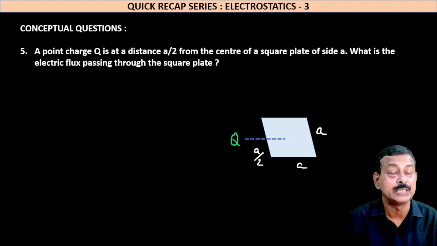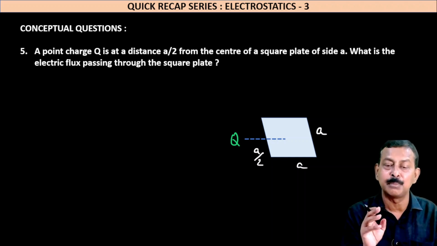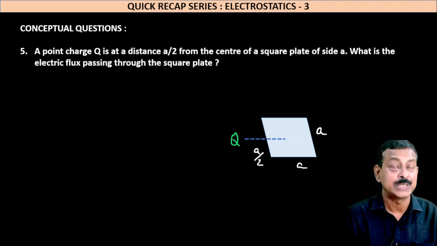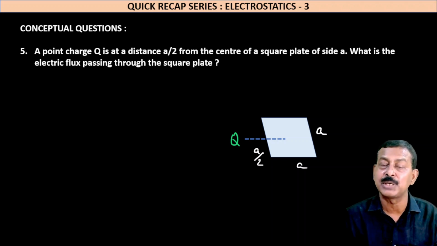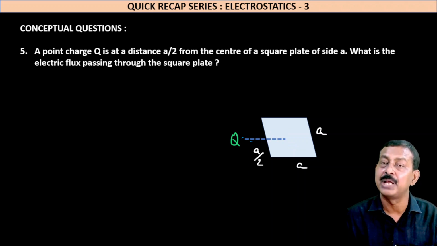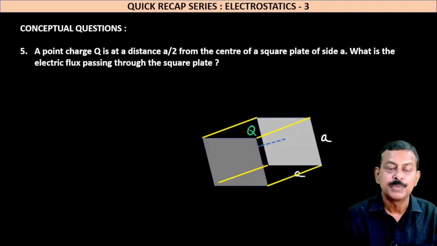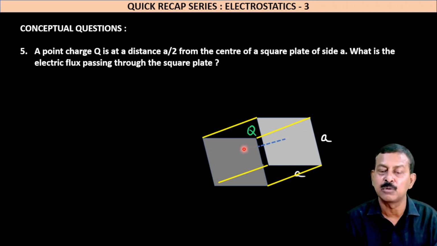If you want to find the electric flux through this square plate, we cannot simply take the electric field multiplied by area. Although we can use it to find electric flux, the electric field value will be different at different points, so you cannot just put in the value of the electric field and multiply it by the area of the plate. So what we do is take identical plates enclosing this particular charge.